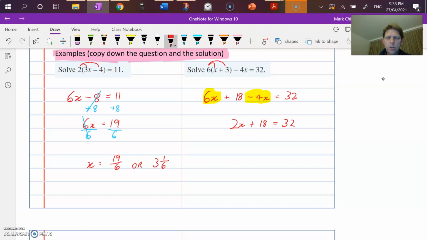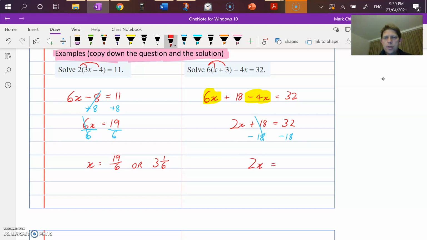But we've made that little change, we've done the expansion, and then we've made that little change, and now we're left with an equation that's much more like what we're used to. So the next thing we've got to do is undo the operations on the left-hand side. So the opposite of adding 18 would be to take away 18, and of course that means we've got to take away 18 from both sides. So that'll cancel that out there. I'll be left with just 2x on this side.